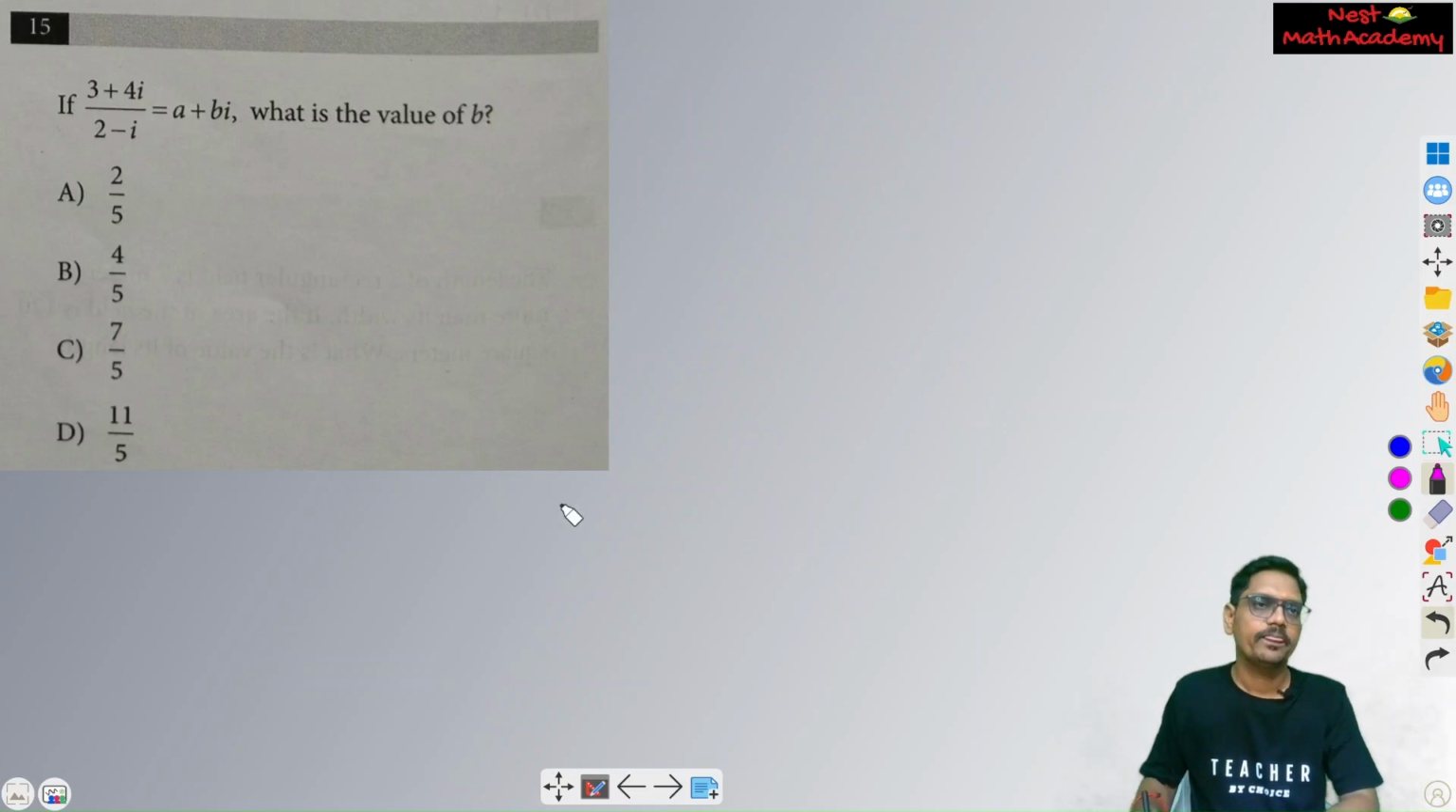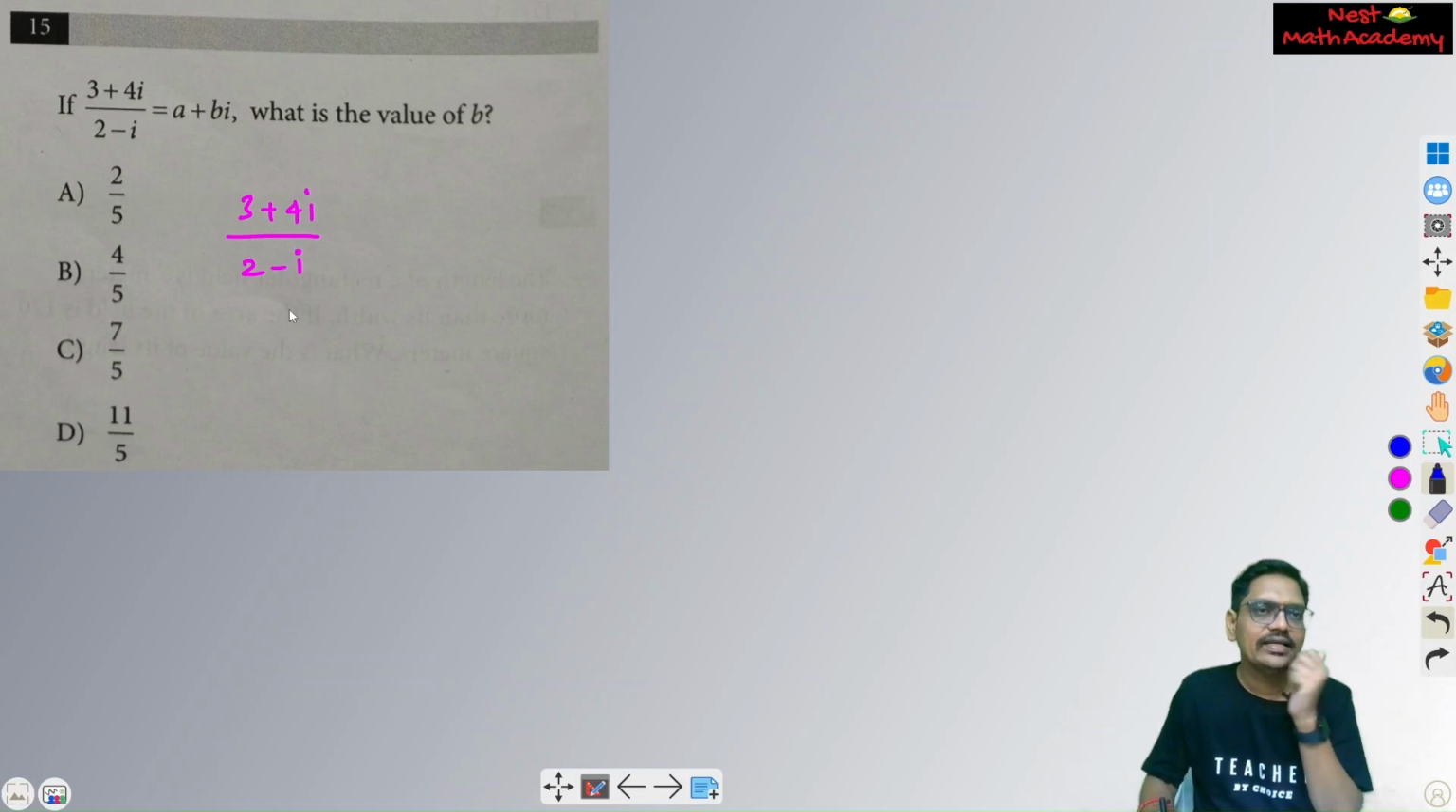Question number 15. (3 plus 4i) upon (2 minus i) is equal to a plus bi. What is the value of b? So let's copy the given thing. (3 plus 4i) upon (2 minus i).